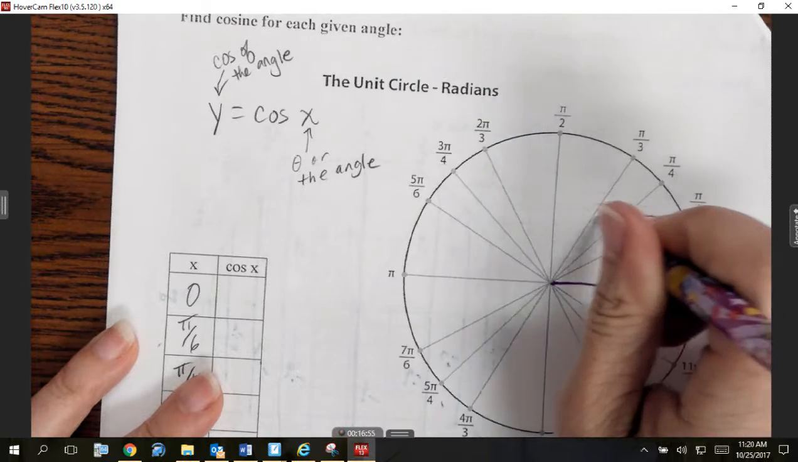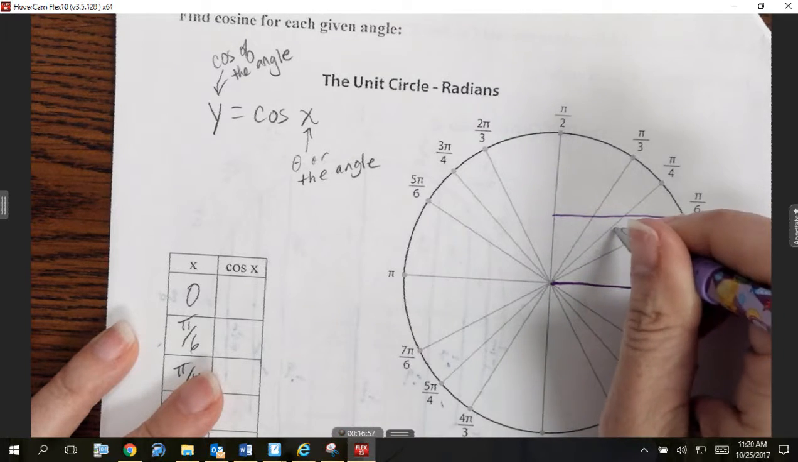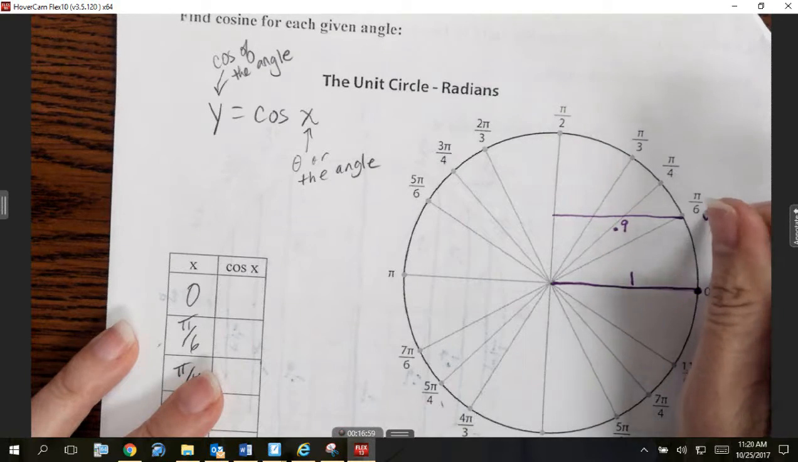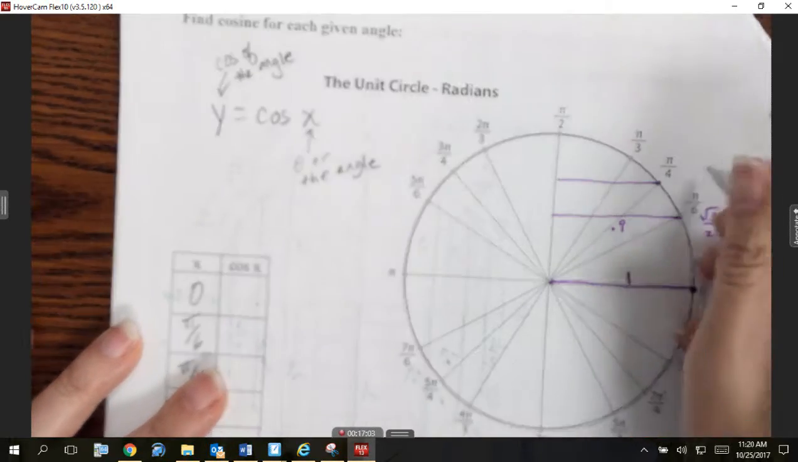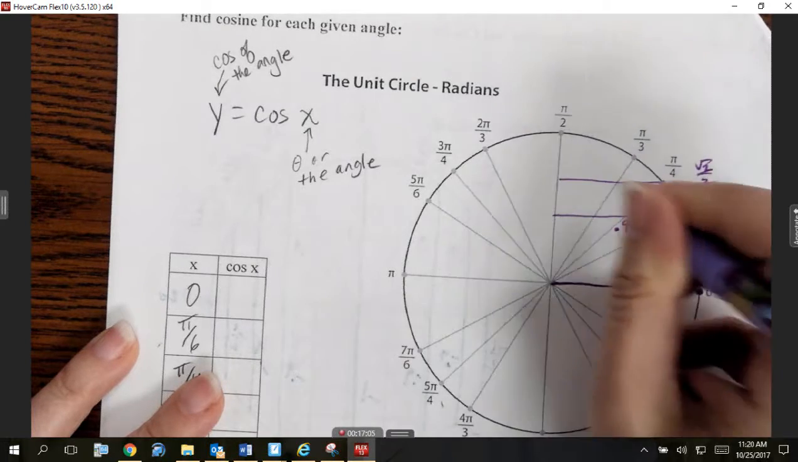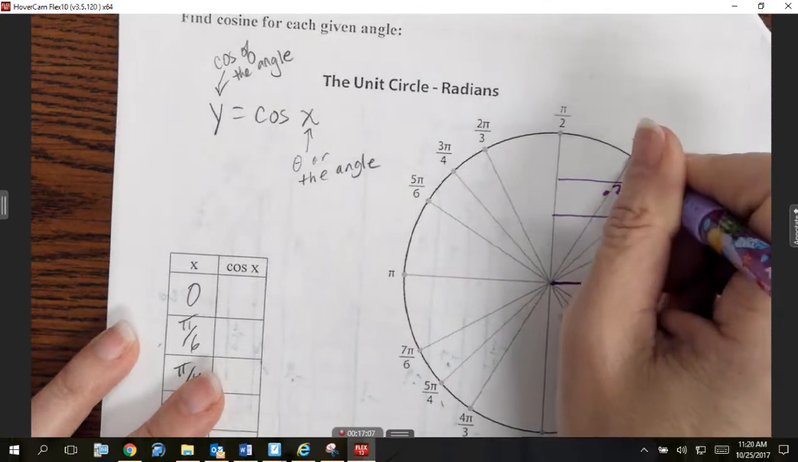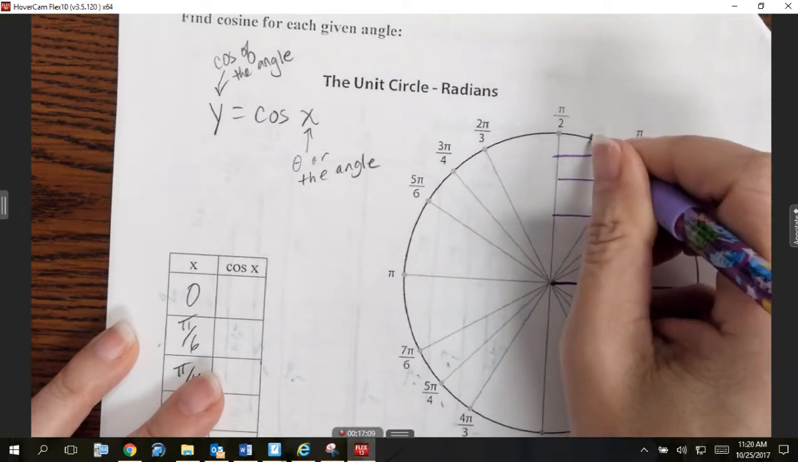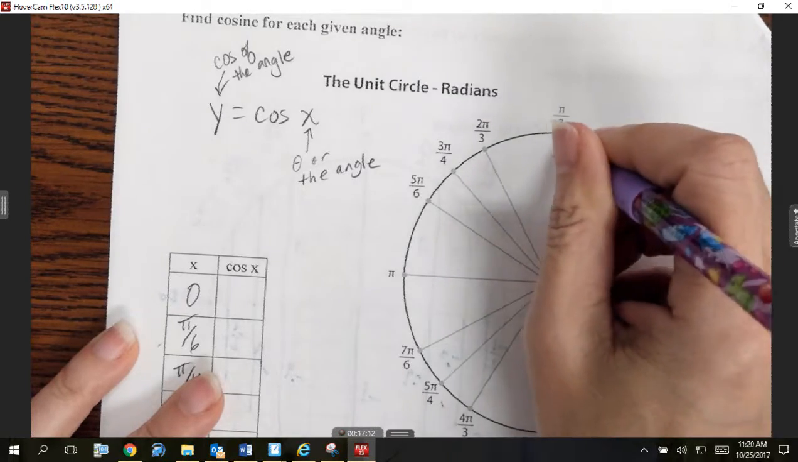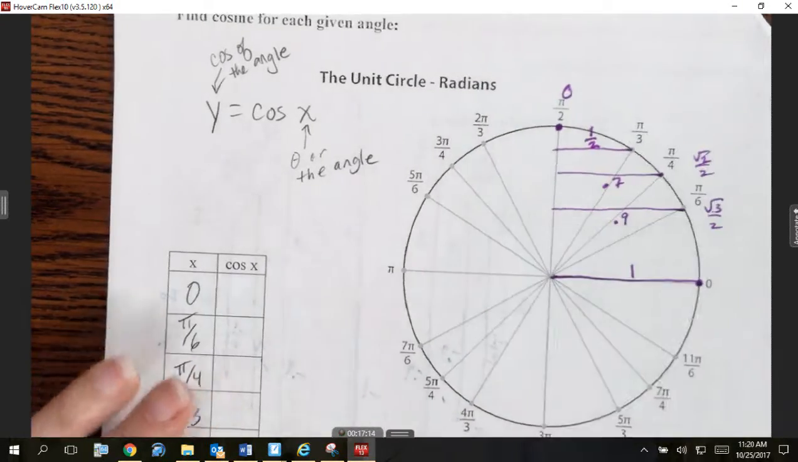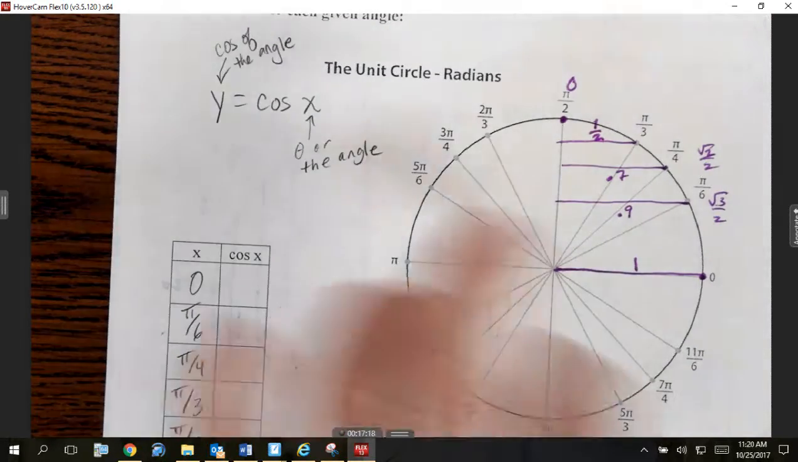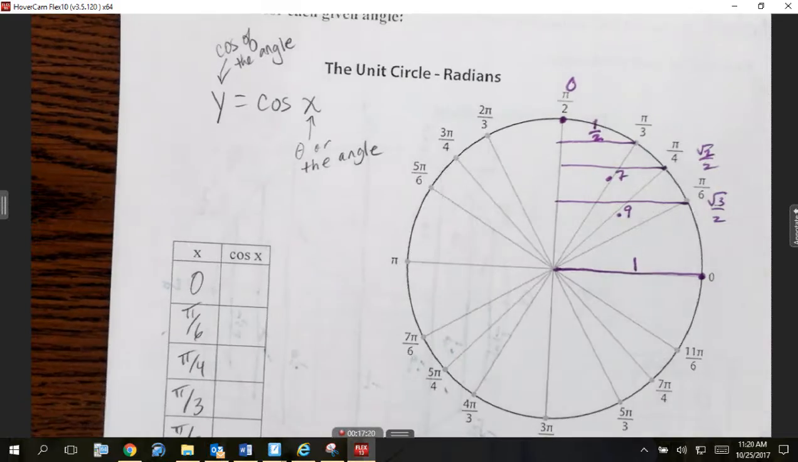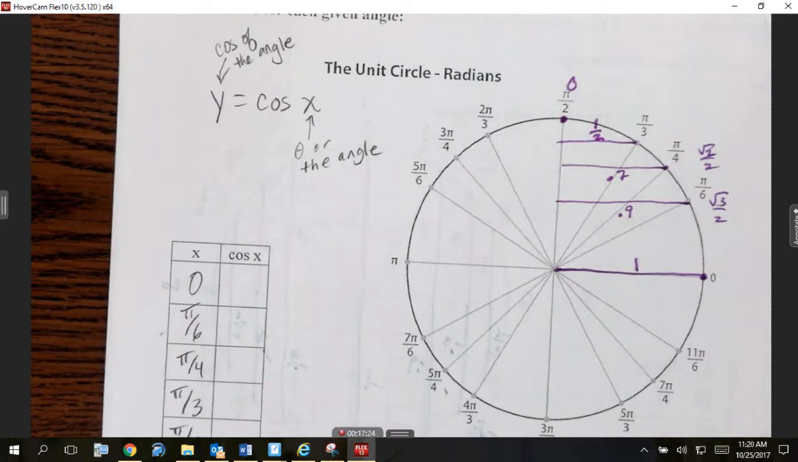So for pi over 6, it's about 0.9, that radical 3 over 2. At pi over 4, it's radical 2 over 2, which is that 0.7. And at pi over 3, that's the half. And at pi over 2, it's 0. So cosine is beginning at 1, and then it's getting smaller until we get to 0. Then what happens at 0?